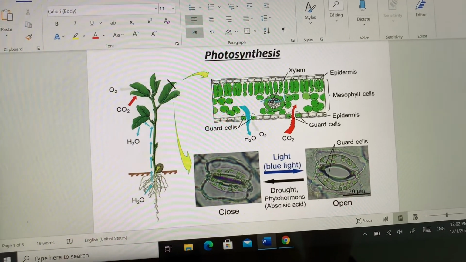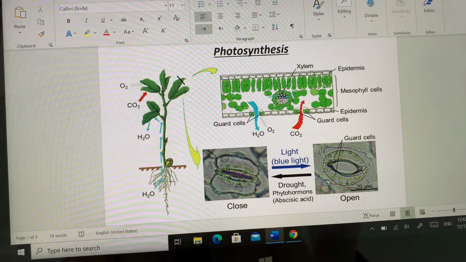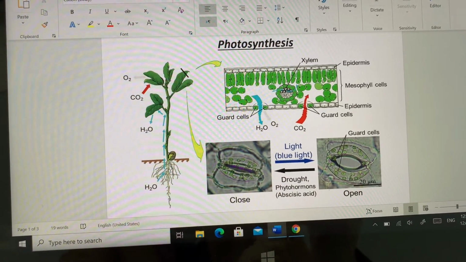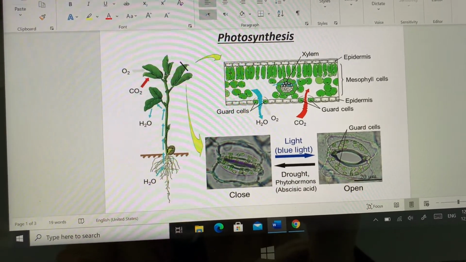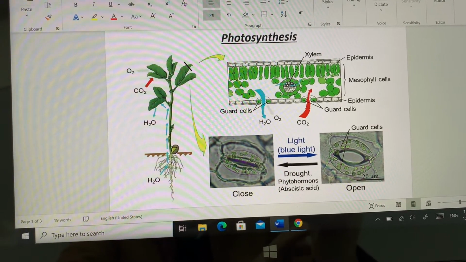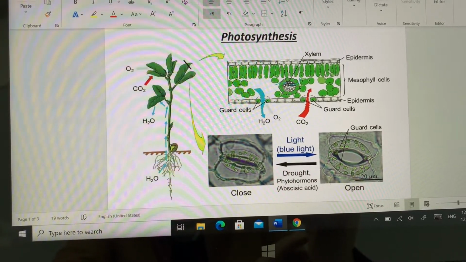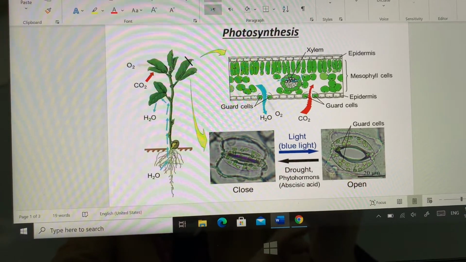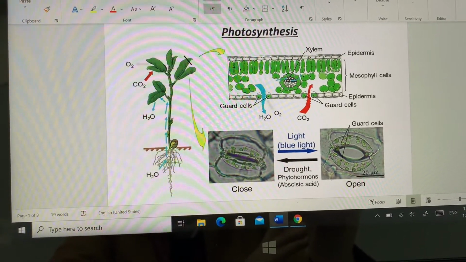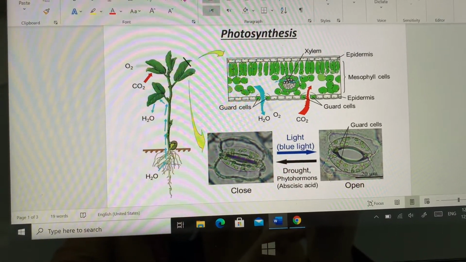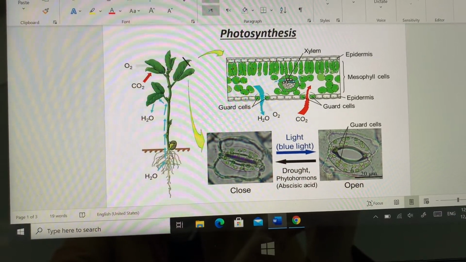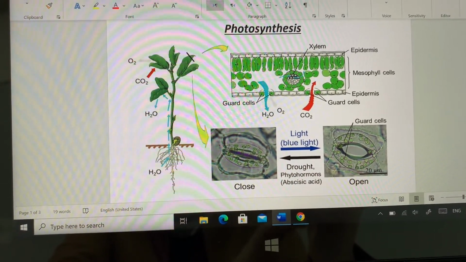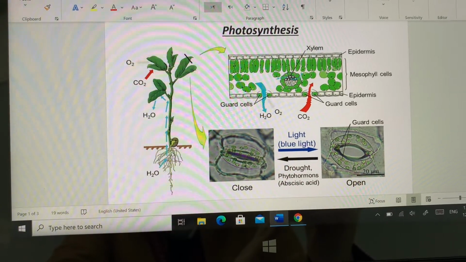So hi everyone, this is our experiment about photosynthesis. Very fun experiment, very beautiful experiment. Once you understand the whole process of photosynthesis and what happens in photosynthesis, you will learn by now that we need intakes and outcome. The intakes are sunlight, carbon dioxide, and water, and the outcomes are oxygen and sugar.